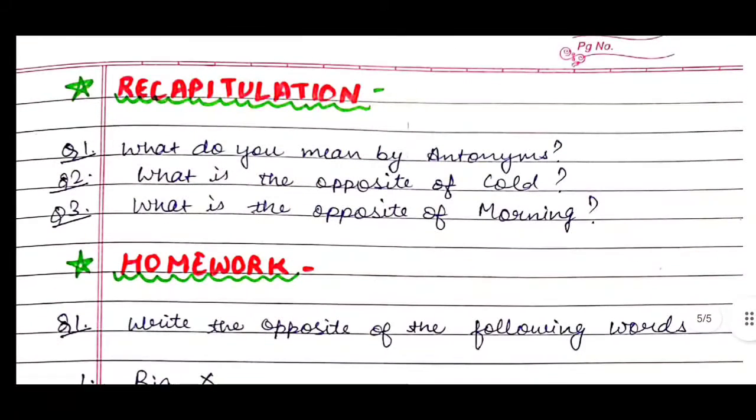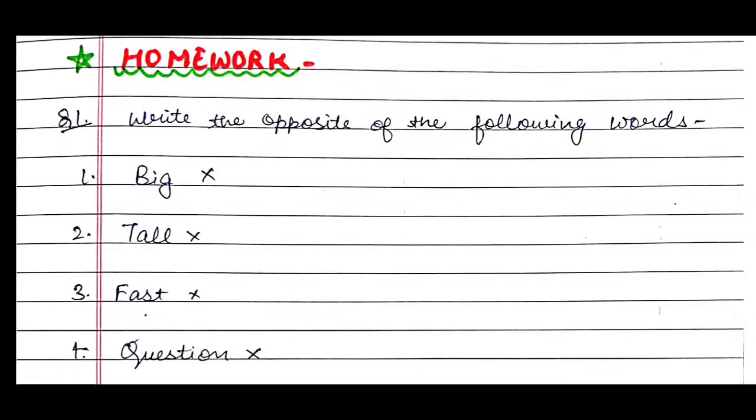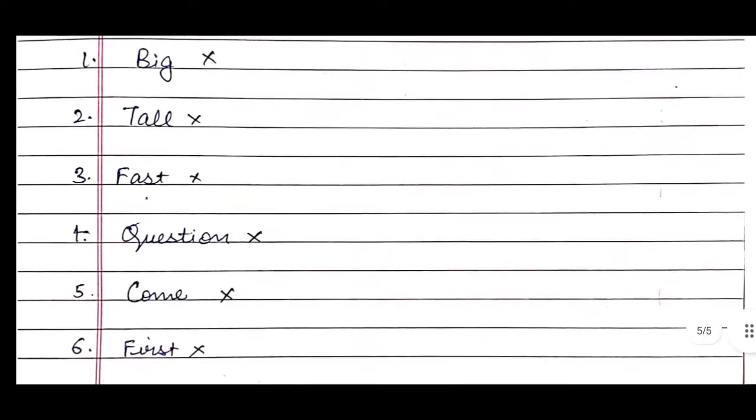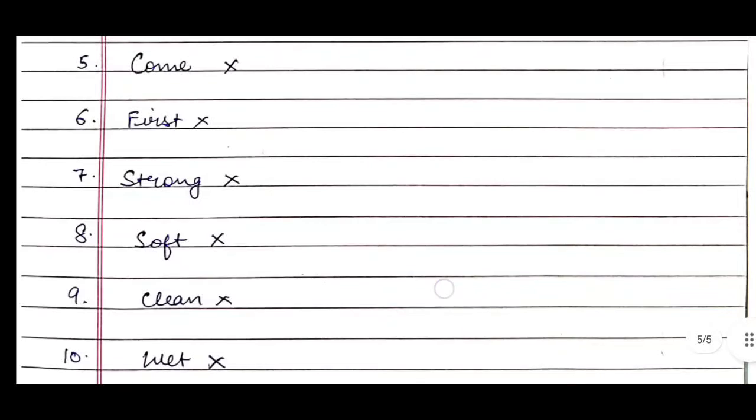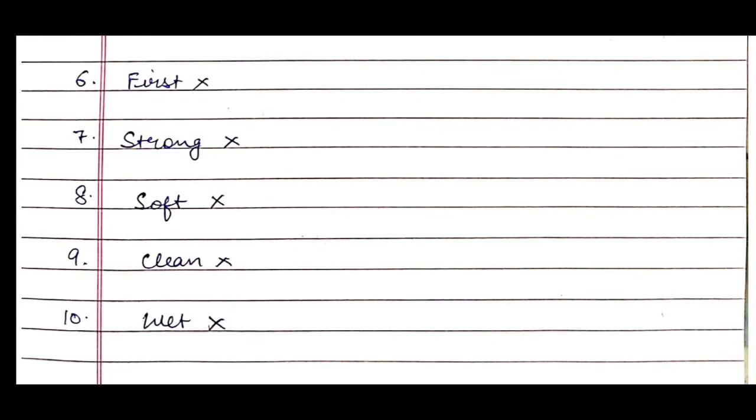After that, in our lesson plan, we write recapitulation. First question is, what do you mean by antonyms? Second is, what is the opposite of cold? Third, what is the opposite of morning? Then we'll give them homework. So next heading in our lesson plan would be homework. Question is, write the opposite of the following words. First is big, then tall, fast, question, come, first, strong, soft, clean, wet. So these are the words that they have to write opposite of.